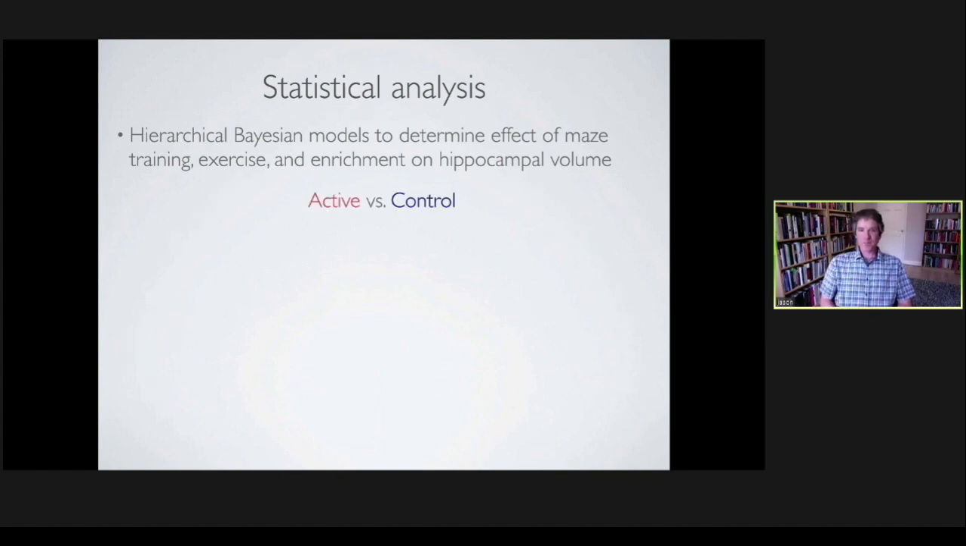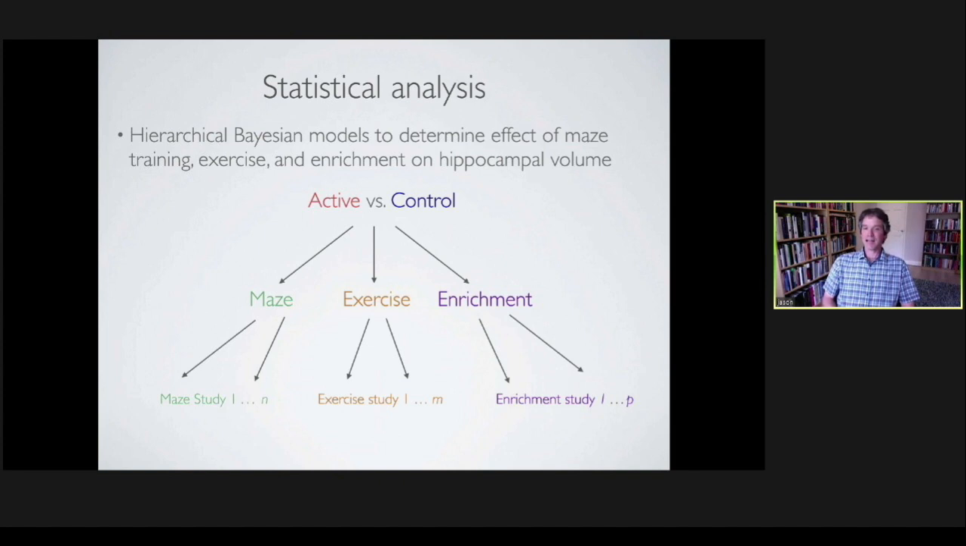And the way that we set up this study is that we do it in 3 levels of a hierarchy. The first is simply an active versus control. So do any of the interventions, whether it's maze training, exercise, or enrichment, have an effect over no intervention? Then can we separate out maze training versus exercise versus enrichment? And then lastly, what are the effects of the individual studies within each of these?